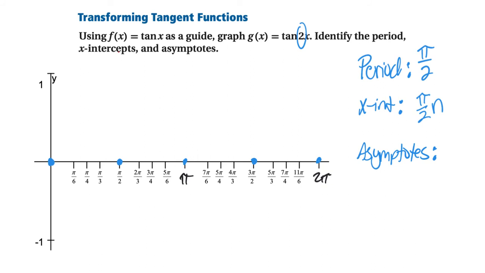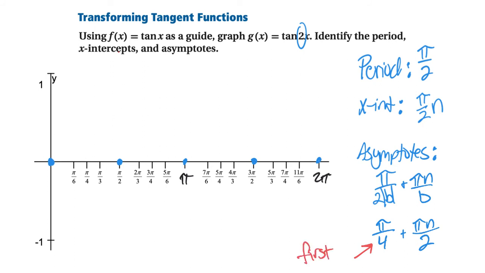And then the asymptotes, we're going to use the equation from the previous slide, which is pi over 2 times the absolute value of b, plus pi n over b. And our b here again is 2. So we're going to end up with pi over 2 times 2, which is 4, plus pi n over 2. Now again, this means that our first asymptote is happening at pi over 4. If you notice, it's going to be halfway between those x-intercepts. And then this part of the asymptotes is telling us how often it's going to happen. And that means every pi over 2.